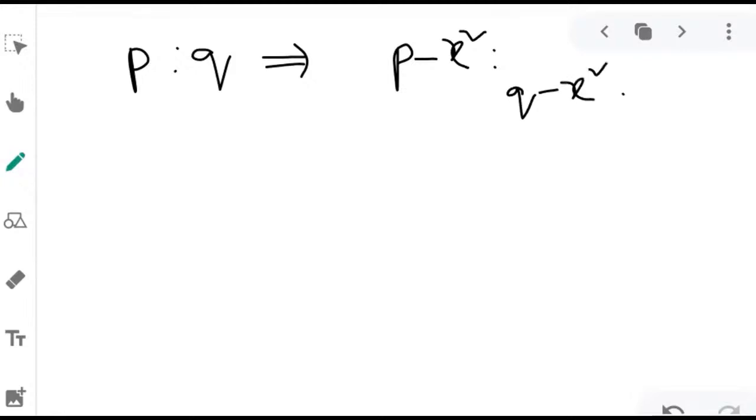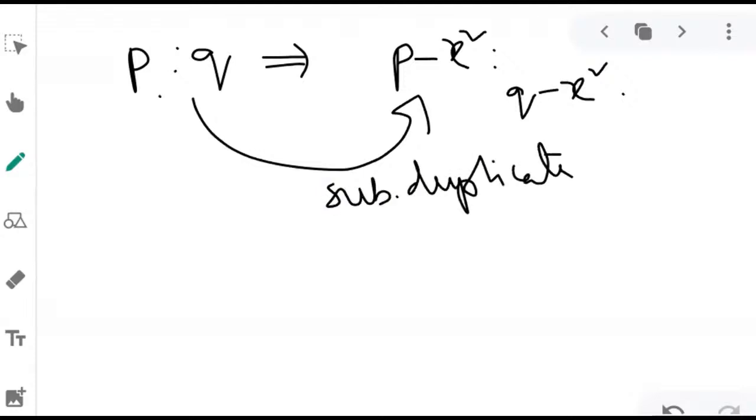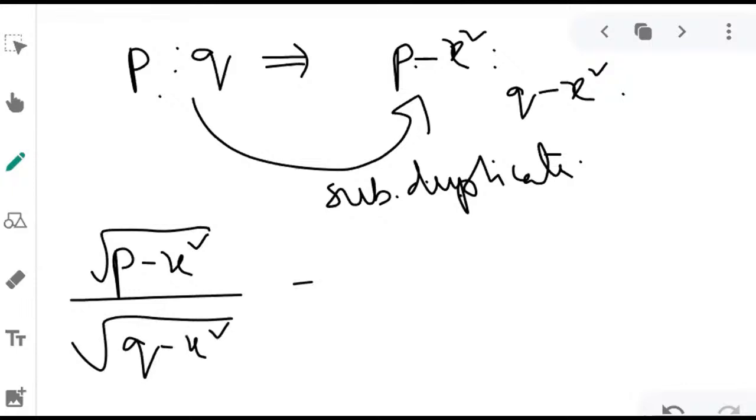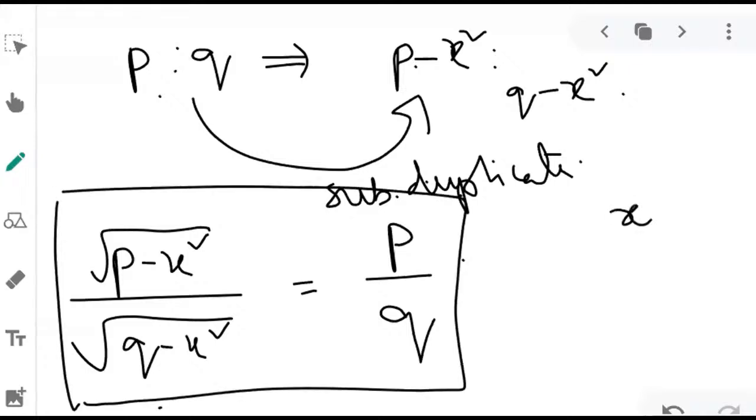First thing he's saying is p is to q is the subduplicate ratio of (p minus x square) is to (q minus x square). If this is the subduplicate ratio of this, then this is the duplicate ratio of this. Or let's not go there. This is the subduplicate ratio of this they are saying, right? That means root of (p minus x square) divided by (q minus x square) is equal to p by q. This is the condition that they gave, and he's asking for the value of x square.